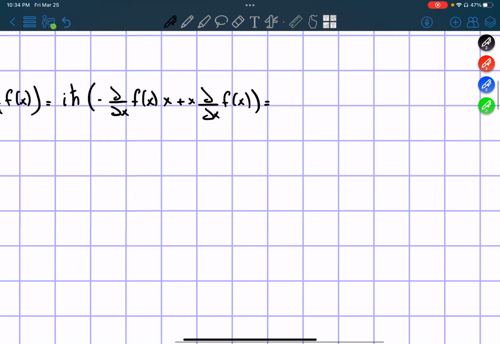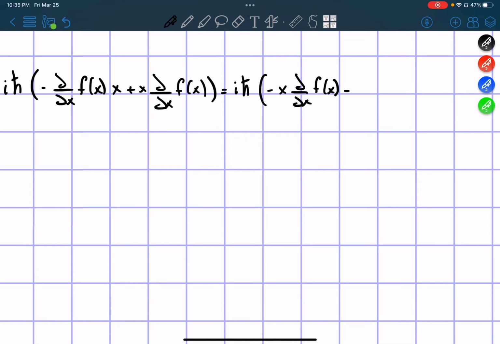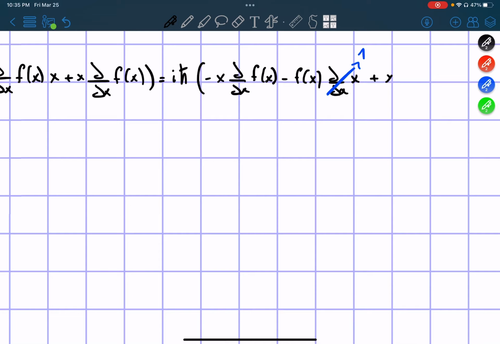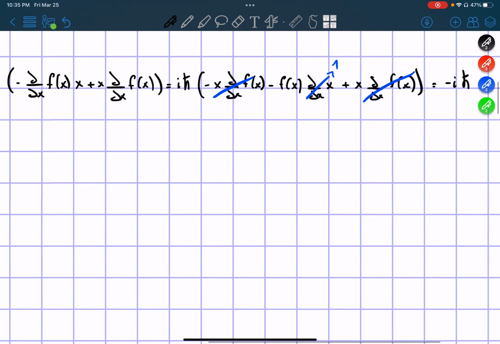Okay, and then we get i h bar, and here we can use our chain rule, so we're going to have negative x times the derivative in terms of x of f of x, minus f of x times the derivative in terms of x of x, which we know is equal to 1, plus x times the derivative in terms of x of f of x. So we cancel these two. In the end, we get negative i h bar. So that's our result.